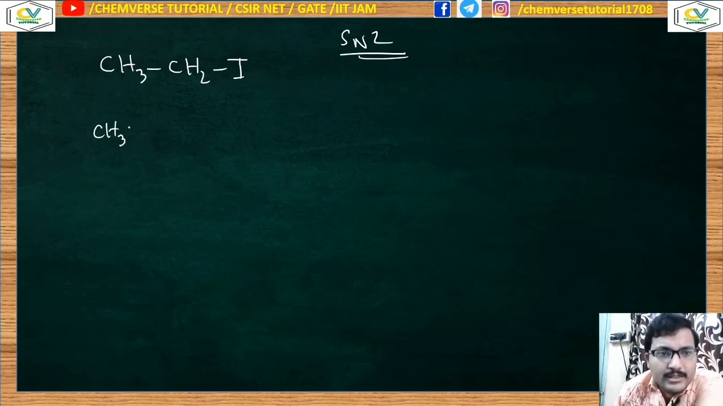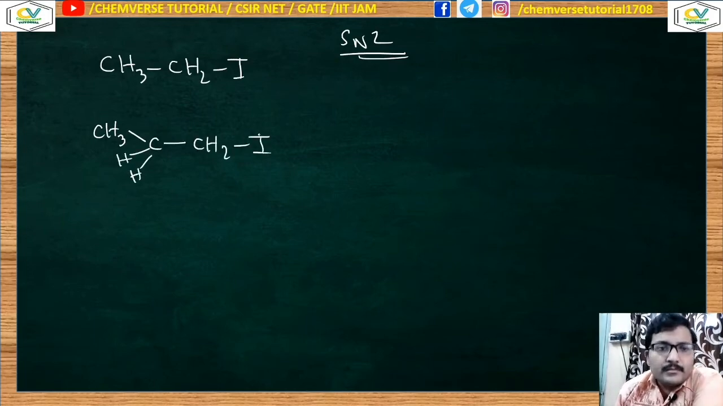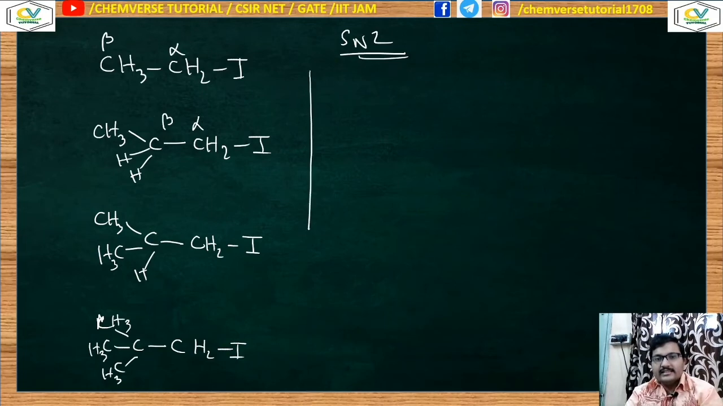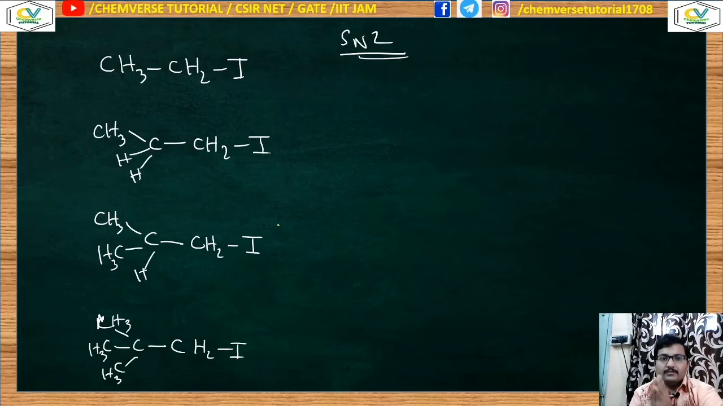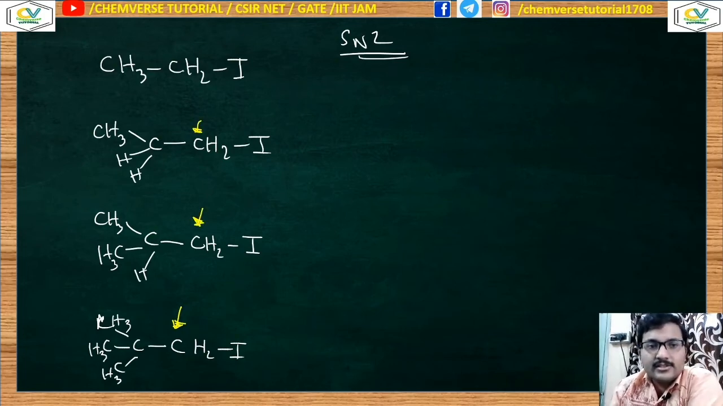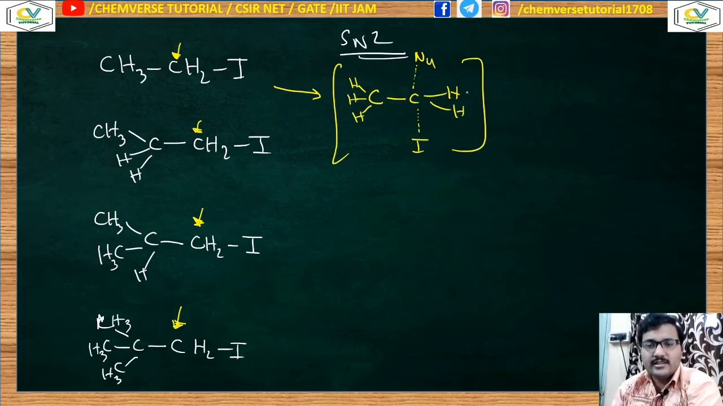Now, if I increase the bulk at this beta carbon, can you identify what the beta carbon is? Iodine is attached to this carbon, which is called the alpha carbon, and this carbon is the beta carbon. Over here, alpha and beta. So the SN2 rate drastically decreases down the group. Now in order to explain the observation, what I can say is that the nucleophilic attack occurs at this center. Okay, and what will be the structure of the transition state? If I draw the structure for this case, this is the structure of the transition state.